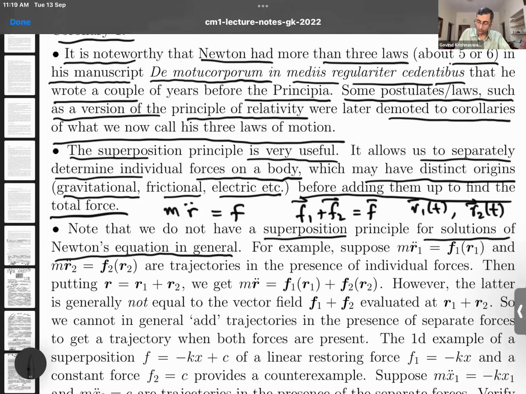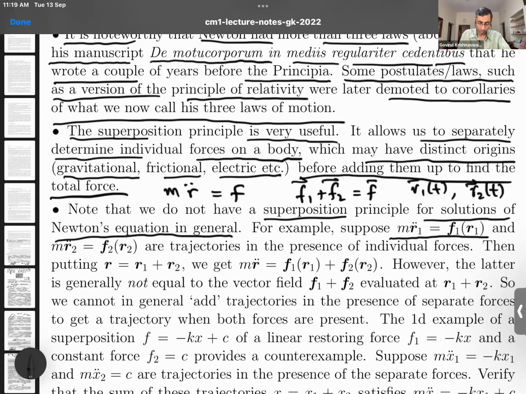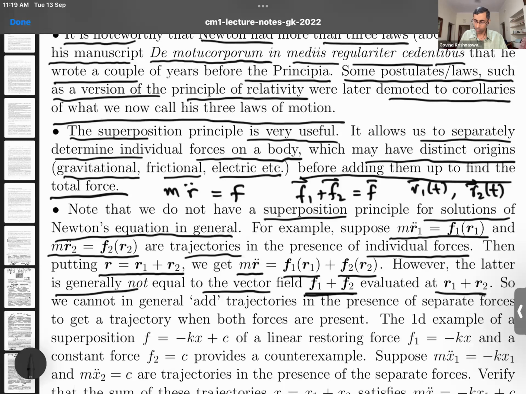So suppose m r1 double dot is F1 of r1, and m r2 double dot is F2 of r2 are the trajectories in the presence of individual forces. Suppose you know the trajectories in the presence of individual forces, like the frictional force and the gravitational force, then putting r equal to r1 plus r2, that is, you add the two trajectories, what will you get? You will get m r double dot is equal to F1 of r1 plus F2 of r2. However, the latter, the right-hand side, is generally not equal to the vector field F1 plus F2 evaluated at r1 plus r2.